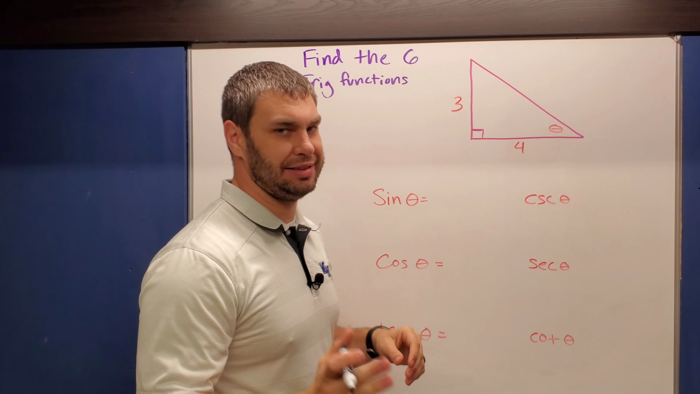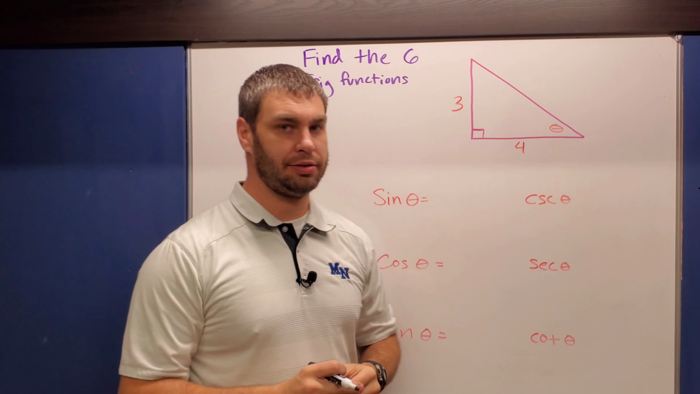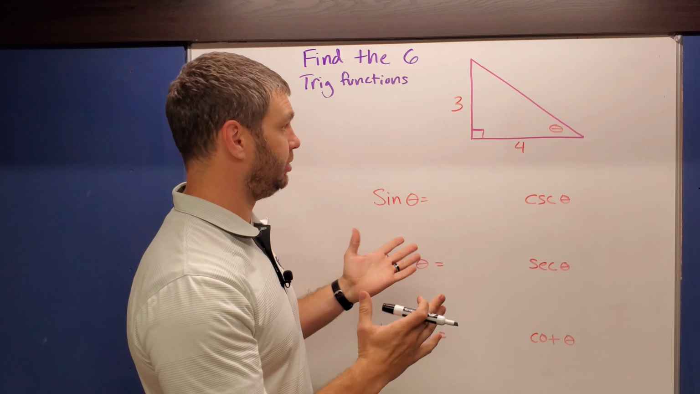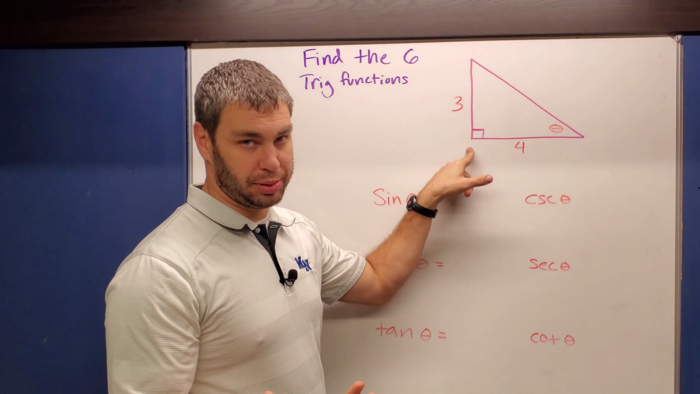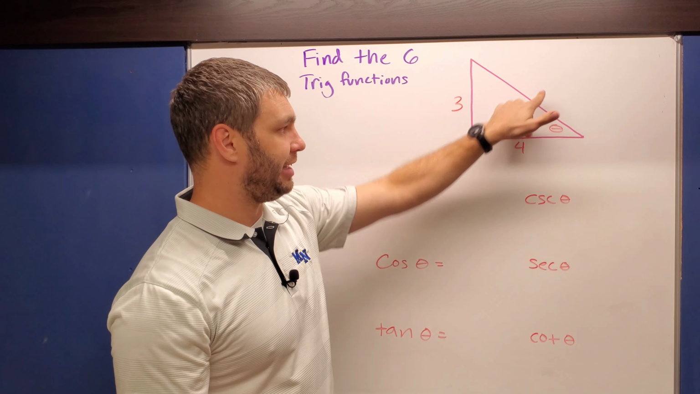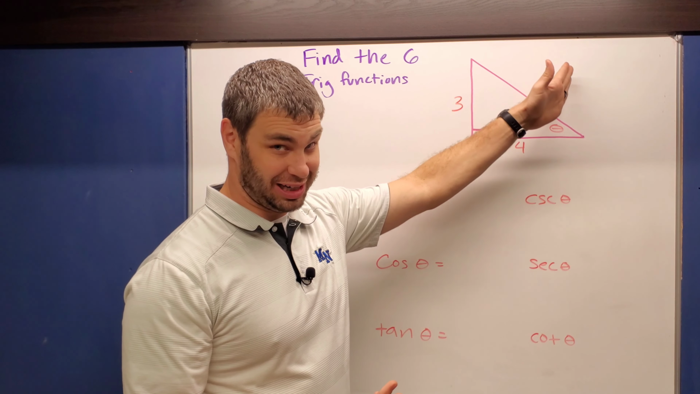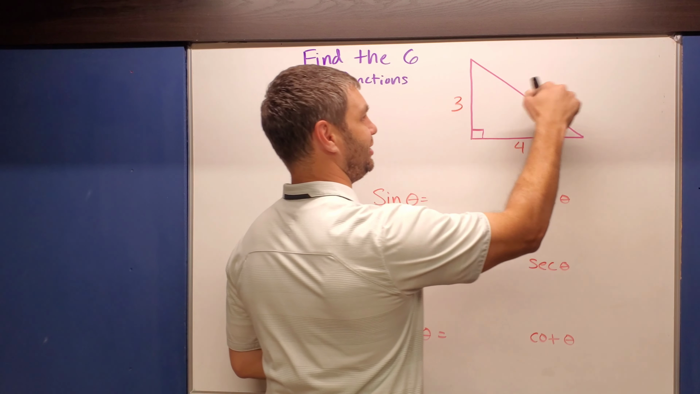In this video, we're asked to find the 6 trig functions given this triangle over here. Now, in order to do this, you need to know all 3 sides of the triangle. And since it's a right triangle, we can use the Pythagorean theorem to help us find the hypotenuse of this one. Now, some of you might know what a 3, 4, 5 right triangle is, but I'll show you why this is 5 here in a second.